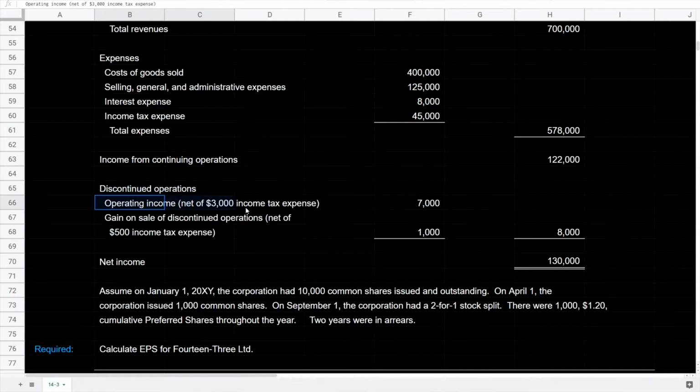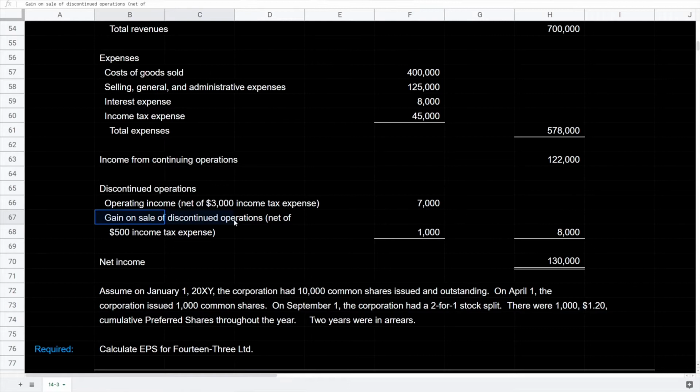And we have the operating income or loss, but in this case it's income, disclosed separately. And it's net of $3,000 of income tax expense. What does that mean? Well, it means that the operating income was probably $10,000. After subtracting $3,000 of income tax expense, we have a net of $7,000.